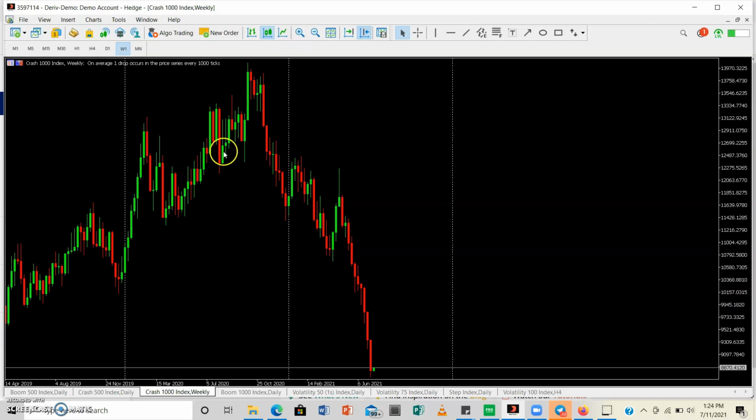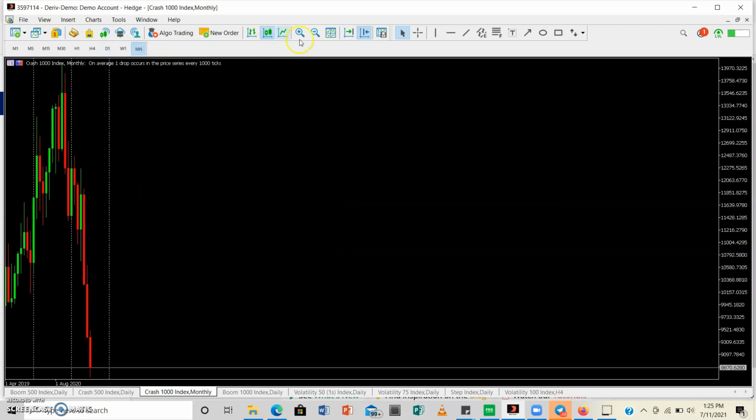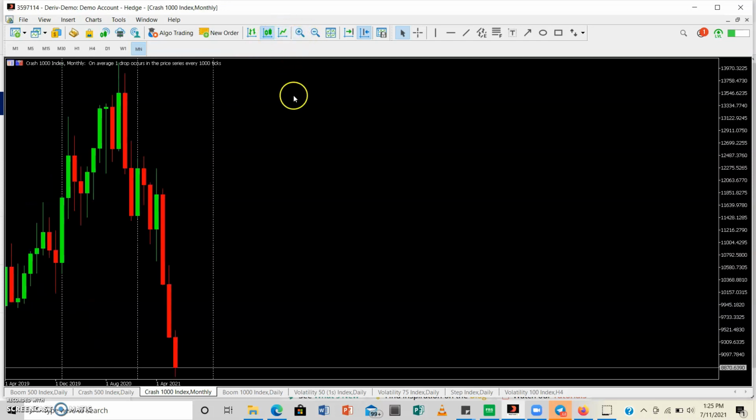So from the weekly time frame, we can see that we've been having a series of bearish candlesticks, and now we're starting to have this green candlestick popping up, indicating that we might start to experience some bullish momentum. But that is not all, because we can't have a proper structure from that alone, right?